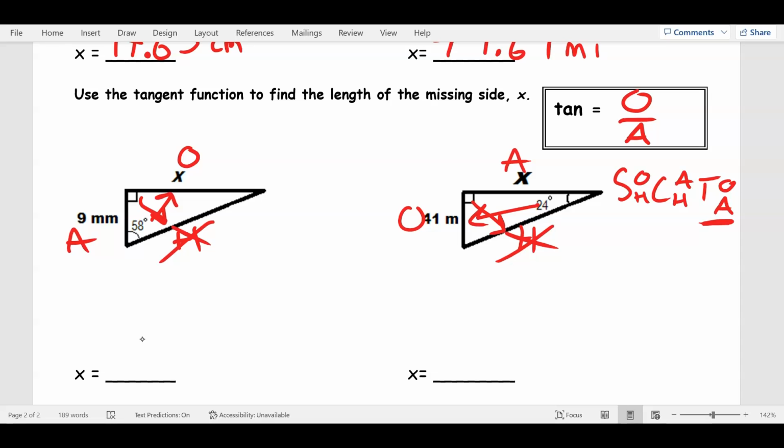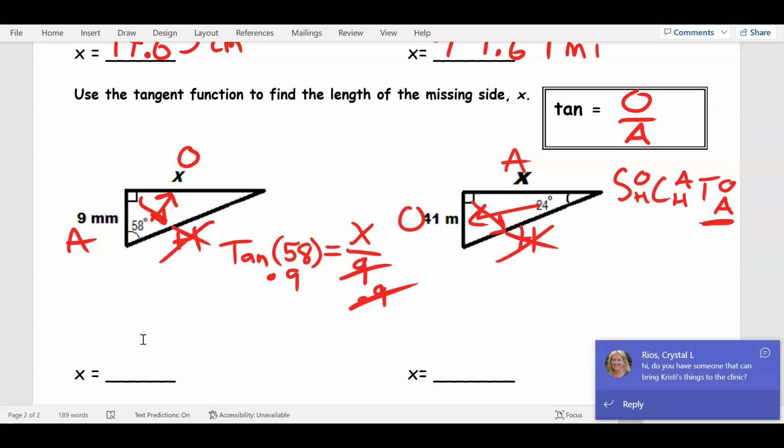All right, so I'm going to set this up. OA is tan, so I'm going to put tan. What's my angle? Tan 58 equals O over A. What over what? X is my O. 9 is my A. And since X is on top, it's being divided. I'm going to do the opposite. I'm going to multiply it. Oh, that's me. Whoops. Squeaky chair or squeaky stool. All right, so times 9.